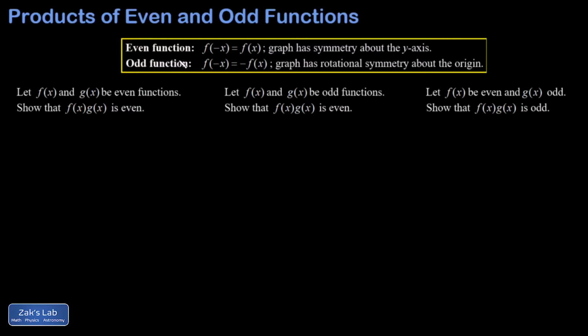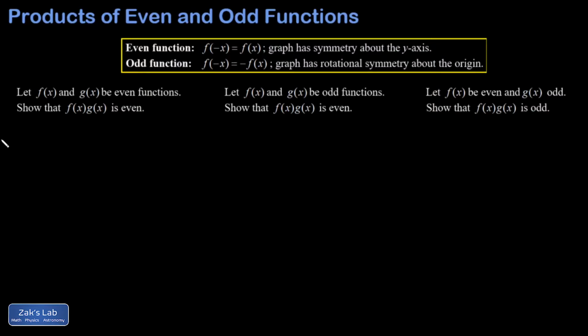An even function has the property that f of negative x is equal to f of x, and its graph will have symmetry about the y-axis. An odd function has the property that f of negative x is the negative of f of x, and its graph will have rotational symmetry about the origin, meaning that if you spun the graph by 180 degrees using the origin as your rotation axis, you would just get a copy of the original graph.